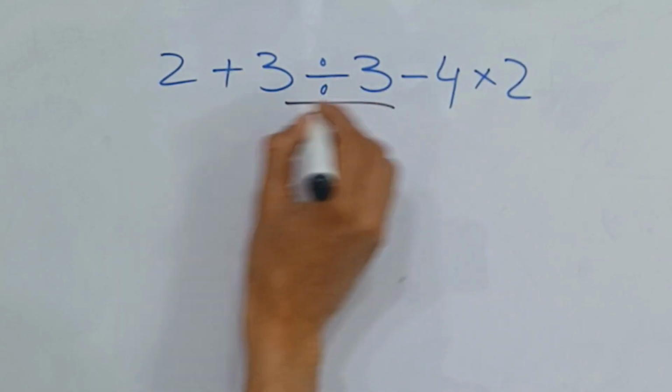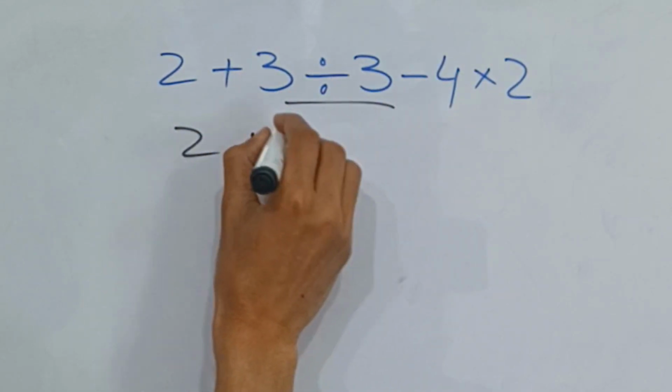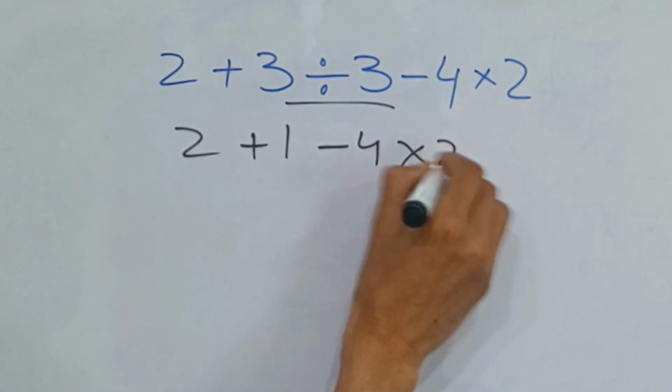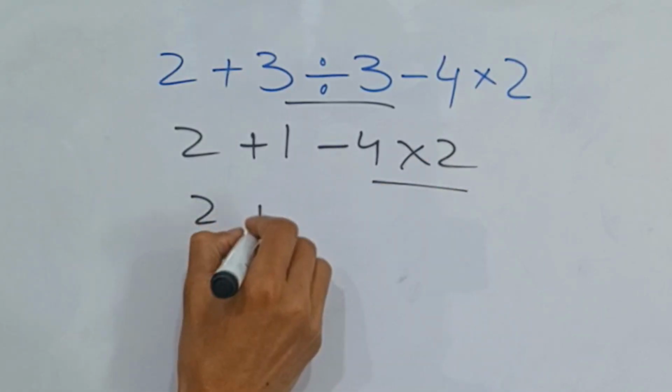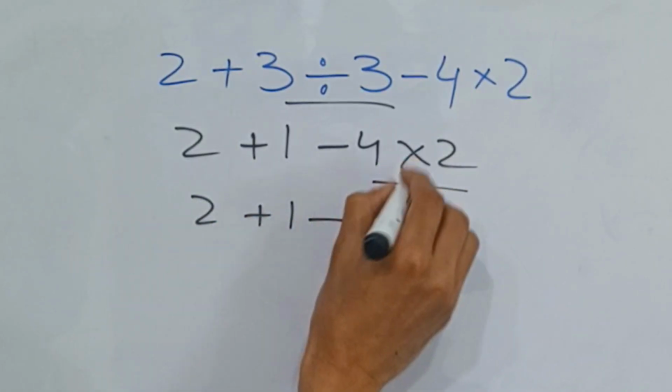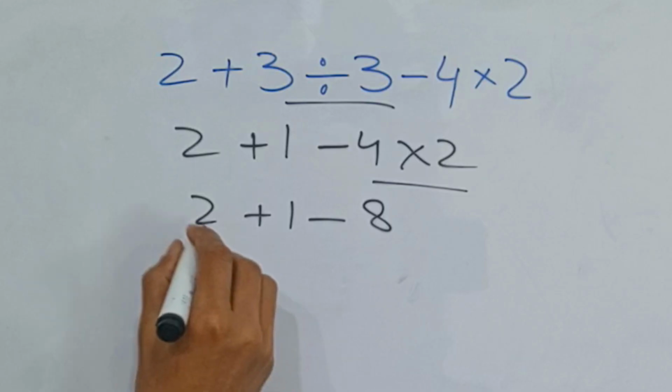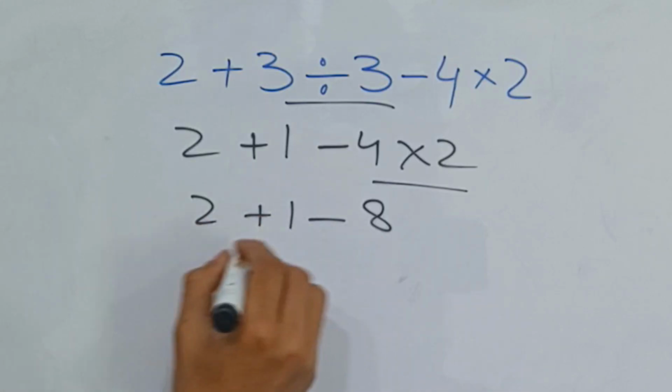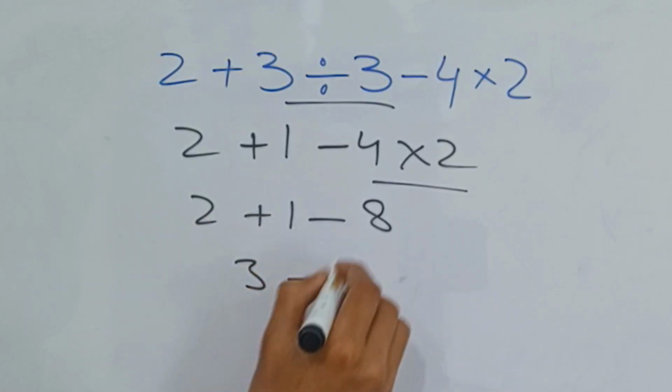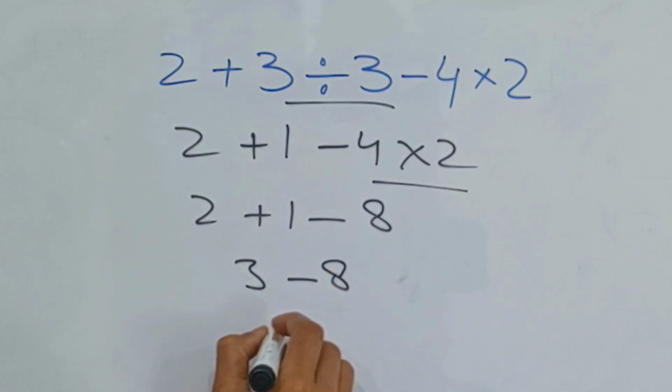So division first, right? 2 plus 3 divided by 3 equals 1 minus 4 times 2. Now multiply first. 2 plus 1 minus 4 times 2 equals 8. And now addition and subtraction from left to right. 2 plus 1 equals 3 minus 8. 3 minus 8 equals minus 5.